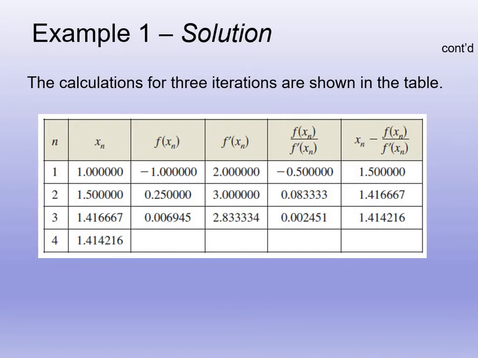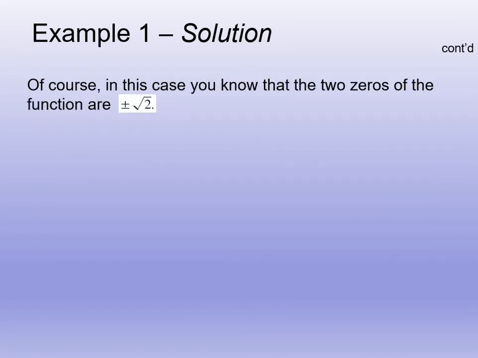But look, for our first iteration we chose 1. We thought 1 might have been close, okay? And then we get closer to 1.5, and then we start really focusing in. It ends up being 1.41, which we know is the square root of 2. Okay, so we know the zeros of this function are plus or minus the square root of 2 anyway, right?